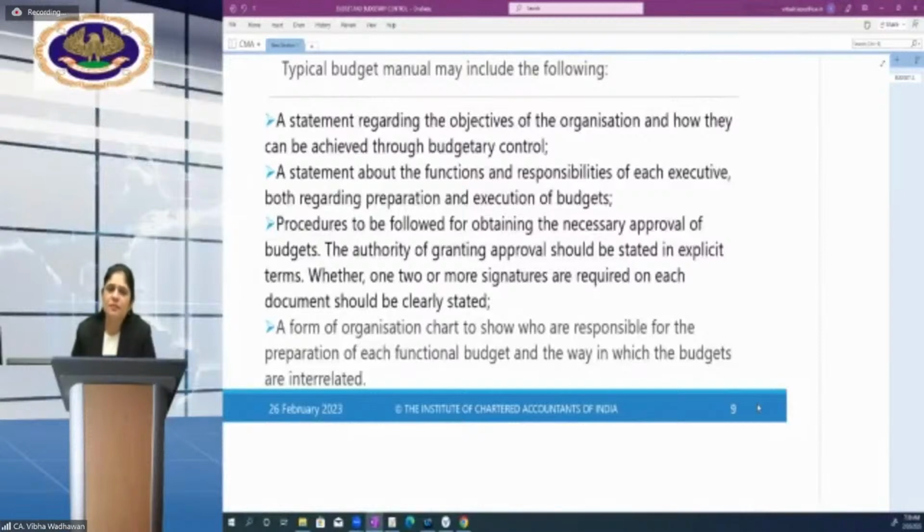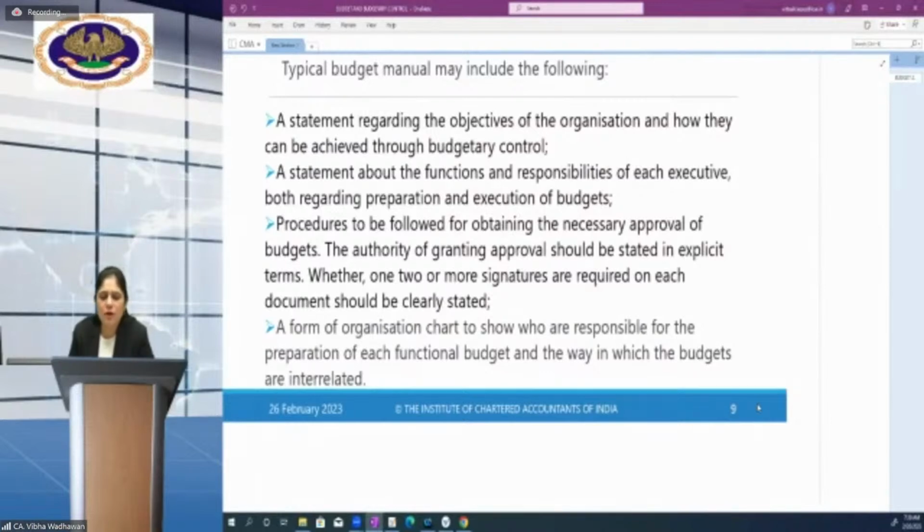So this budget is made, who's going to approve, at what levels the budget has to be approved, who all are going to see the budget and vet the budget and approve the budget. So the whole procedure has to be charted out. The authority of granting approval, who is going to give approval for what type of budget, at which level a person is going to give approval.